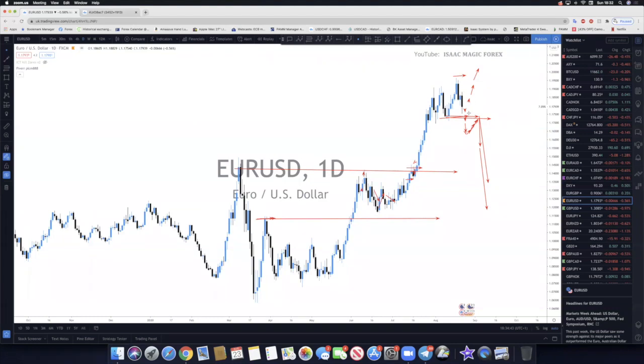So we have to break this low. This low is a key level of market structure. It's very, very important. Pay close attention here. If we break this, we will come back up, and then we are going.